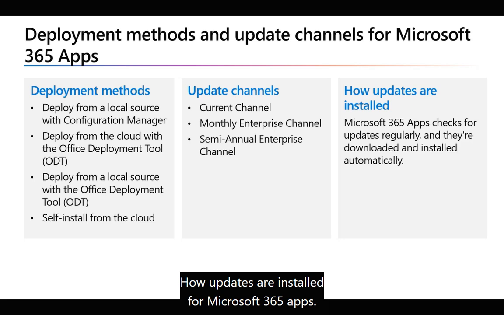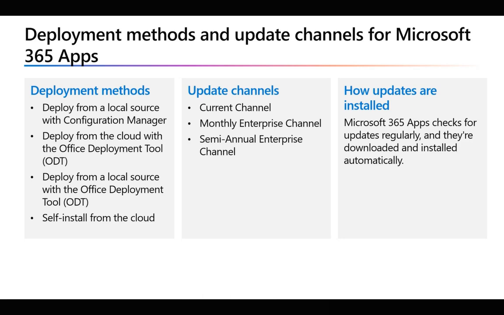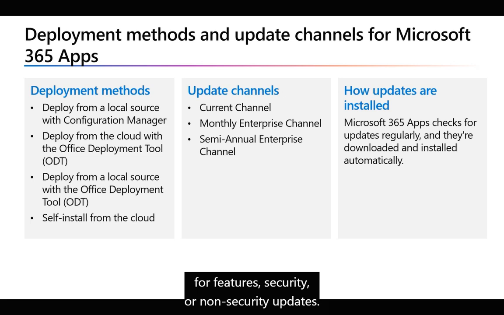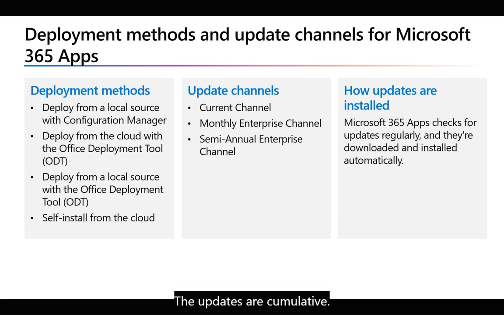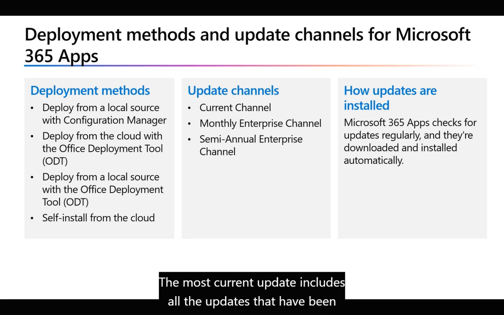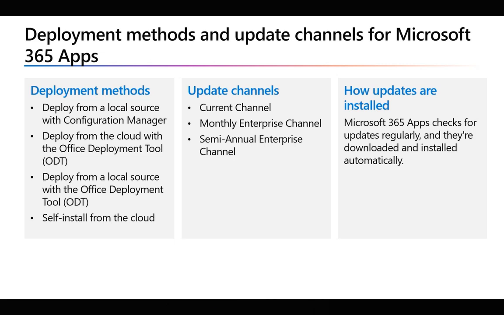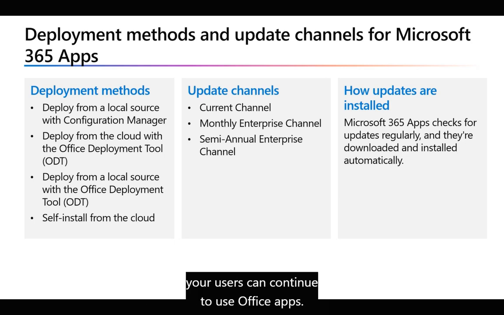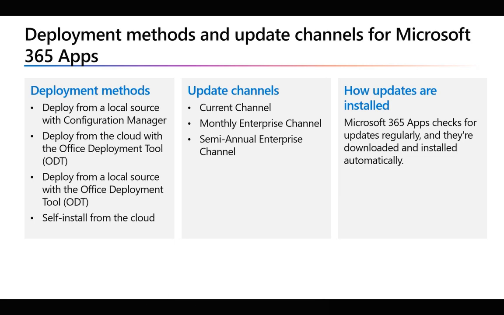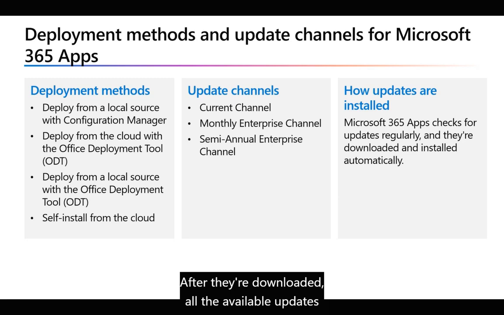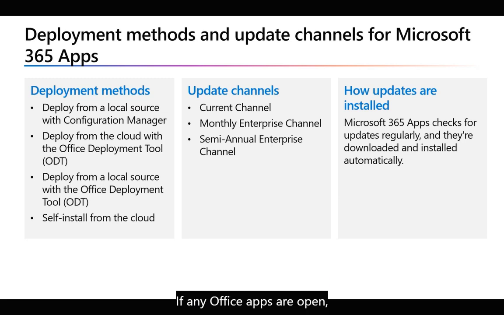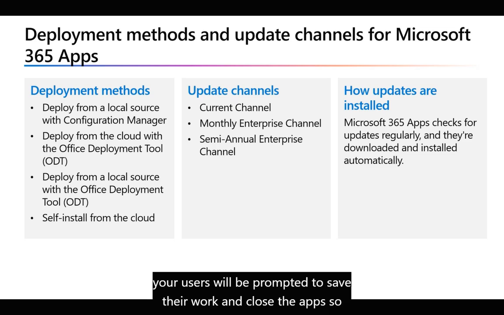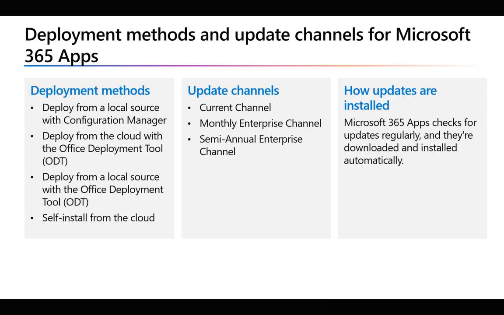How updates are installed for Microsoft 365 apps. There aren't separate downloads for feature, security, or non-security updates. The updates are cumulative, so the most current update includes all the updates that have been previously released for that update channel. While updates are being downloaded, your users can continue to use Office apps, and after they're downloaded, all the available updates for that update channel will install at the same time. So if any Office apps are open, your users will be prompted to save their work and close the apps so that the updates can finish installing.